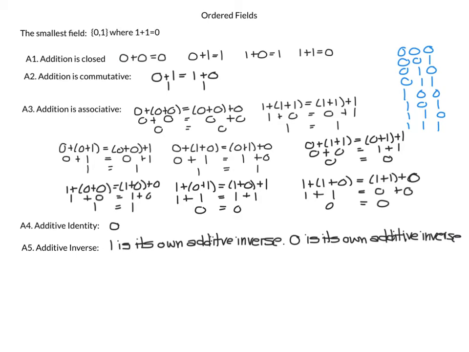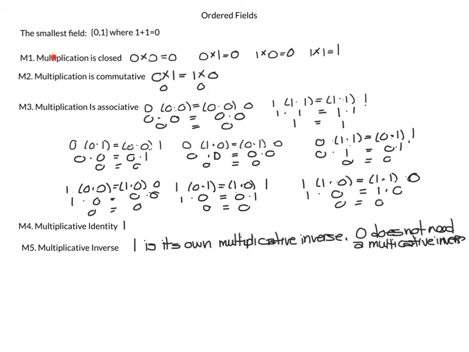To show multiplication is closed, I've written out all the possible combinations of 2 elements from the set, and I did the multiplication, and you can see that their product is always still in the 0, 1 set. To see that it's commutative, I see that 0 times 1 is equal to 1 times 0. Both are equal to 0.